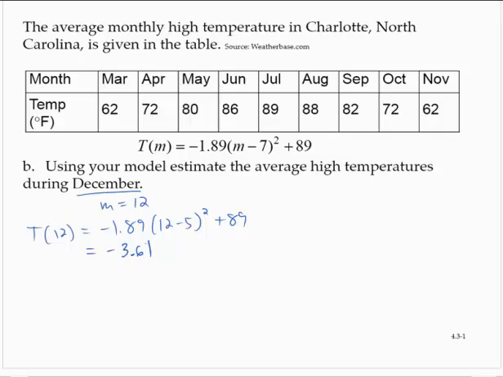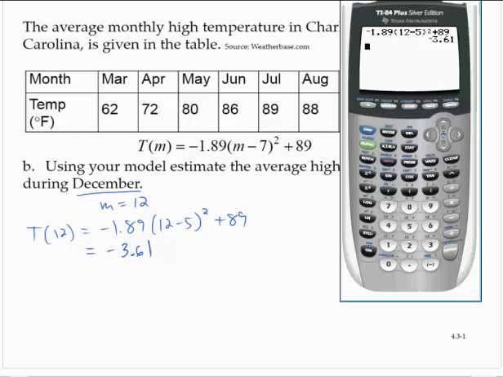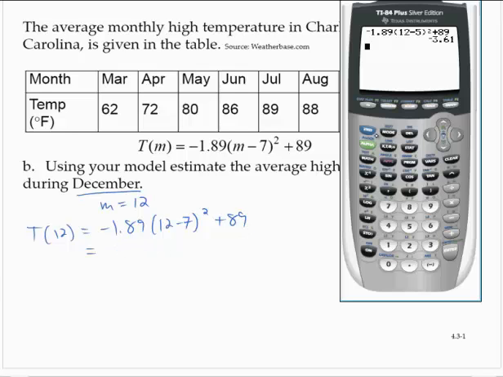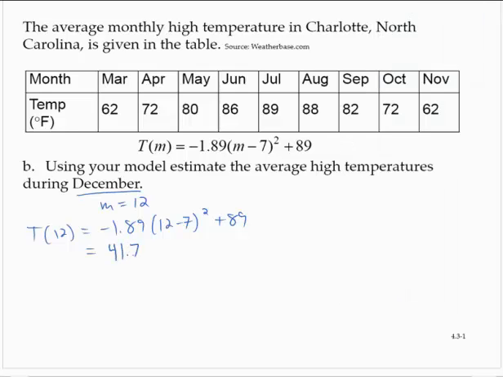All right, so that doesn't seem, hold on, did I? Oh, it's supposed to be 12 minus 7. I don't know where I got that 5 from. 12 minus 7 squared. I was going to say that didn't sound reasonable. All right, so let's change that 5 to a 7. 41.75.